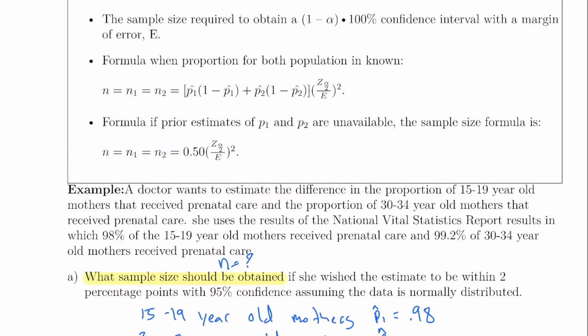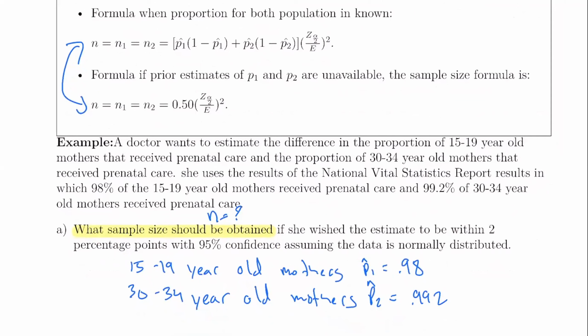So that's automatically telling me we're going to be using one of these two formulas. For this one, which formula should I use, the top one or the bottom one? Cool, perfect. So we're using the top one. The reason is that for this one, we know our population proportion for each population. We know for 15 to 19-year-old mothers it is 0.98. We know for 30 to 34-year-old mothers it is 0.992. So that's why we're using the top one, not the bottom one.